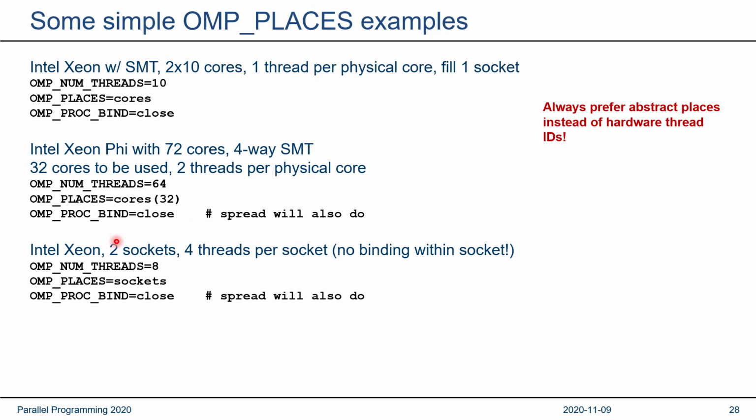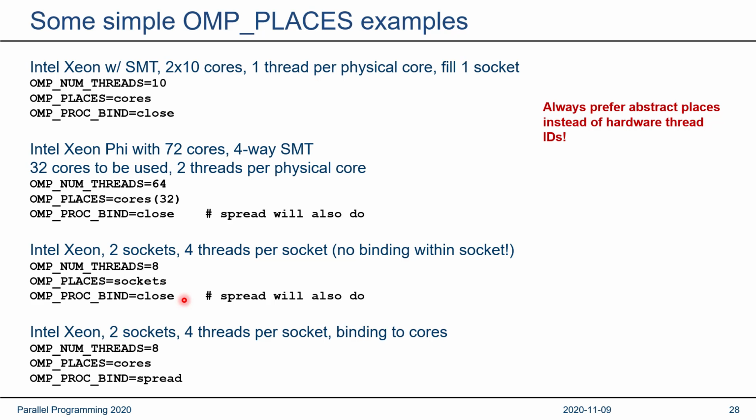Again, Intel Xeon server processor, 2 sockets. I want to run 4 threads per socket, but I do not want to bind the threads within the socket to cores. I want the 4 threads per socket to be able to roam freely among the cores. Number of threads is 8. OMP_PLACES is sockets, because that's the unit in which the placement should be done, and all threads put into one socket should be able to move freely, and OMP_PROC_BIND is close. Again, the number of threads is a multiple of the number of sockets, so it doesn't matter in this case whether I use close or spread for the proc bind setting.